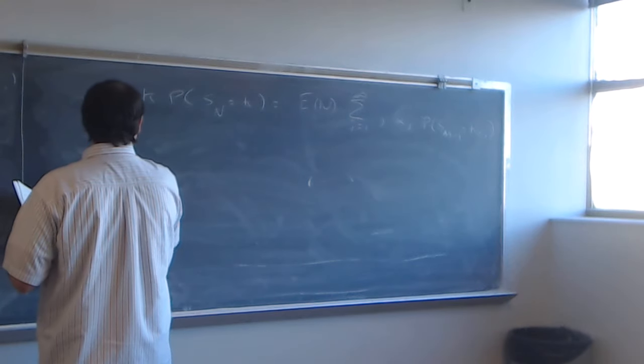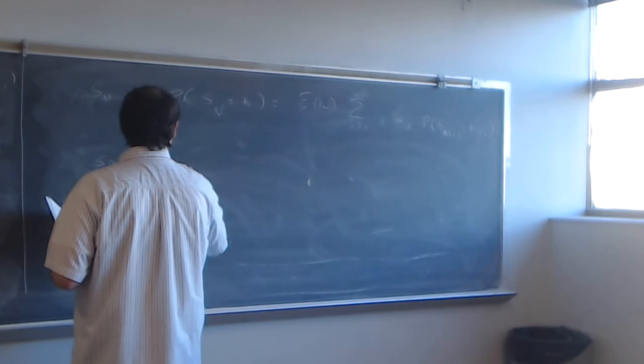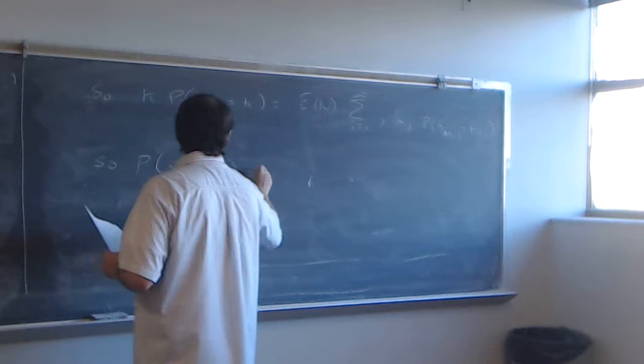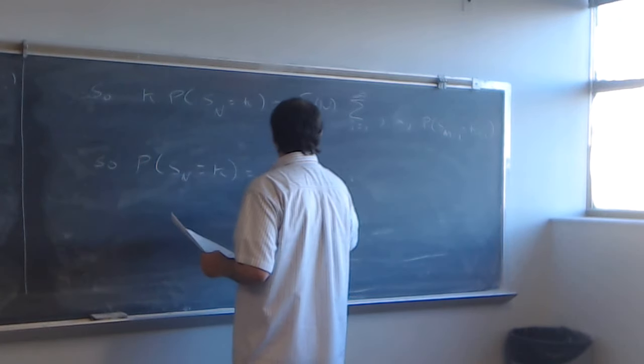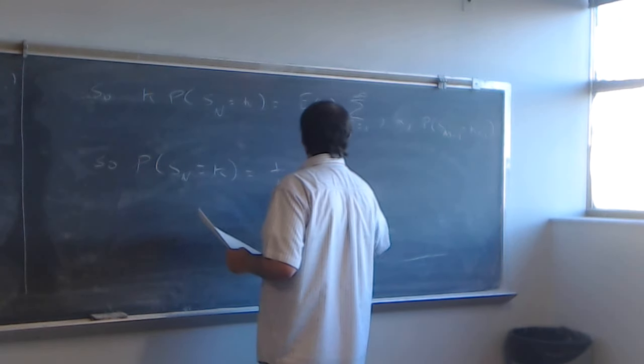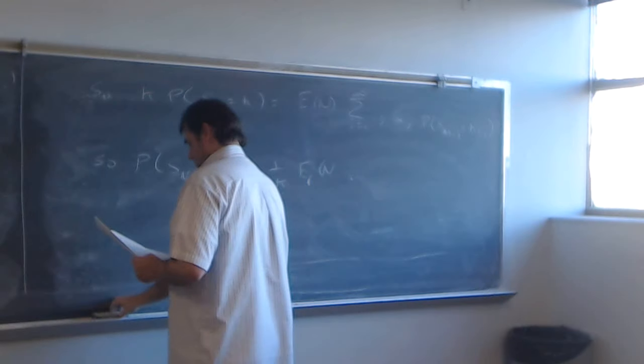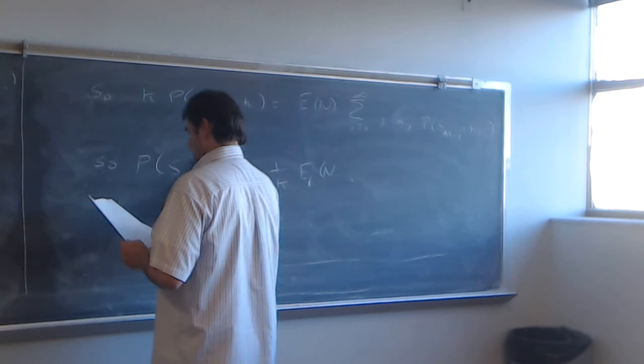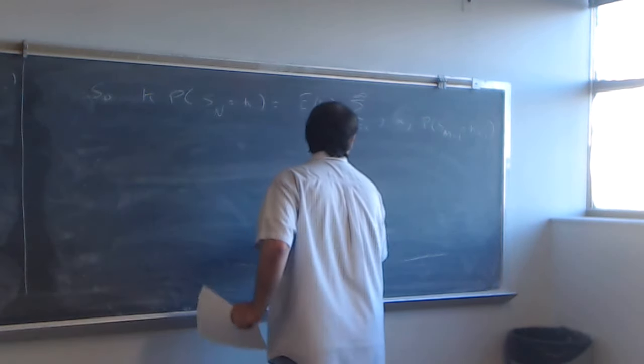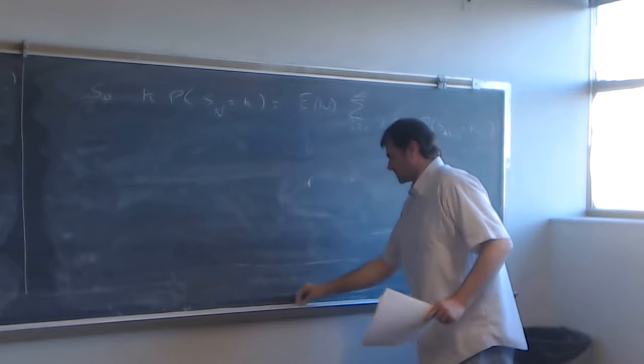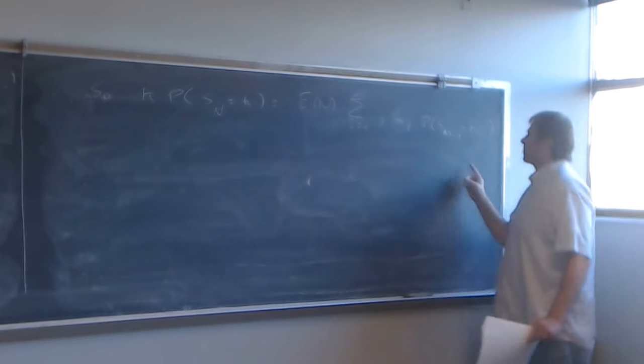So we get the result, that the probability that S of n is equal to k is equal to 1 over k, expected value of n. Oops, I made a mistake. I should make this one comment. It affects the answer.